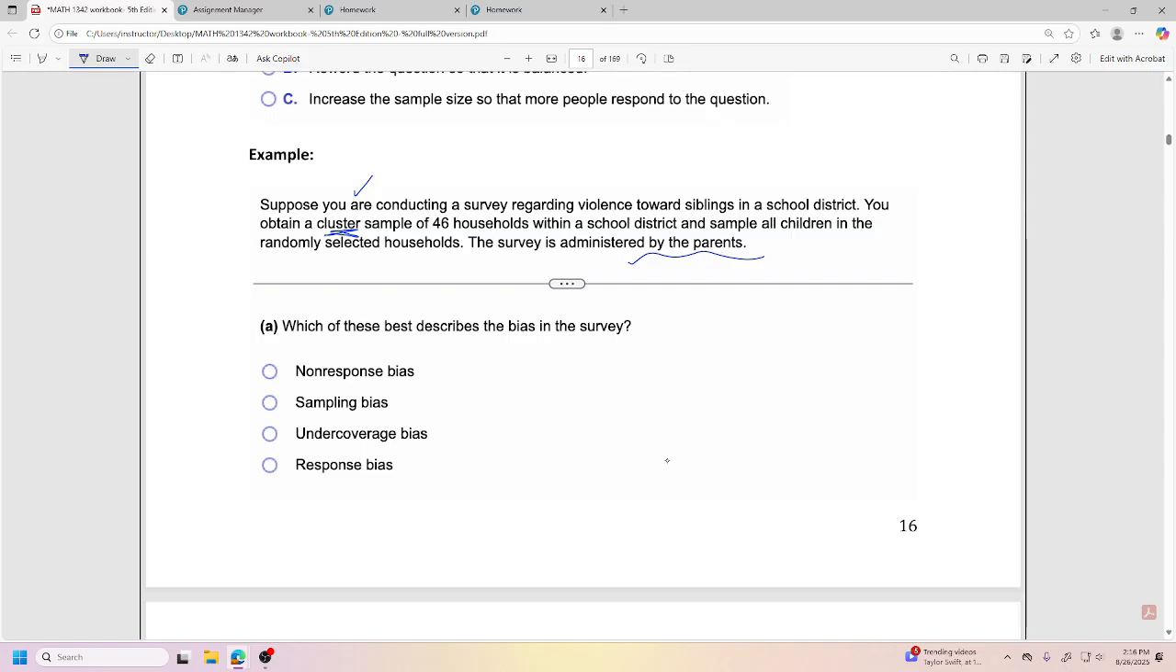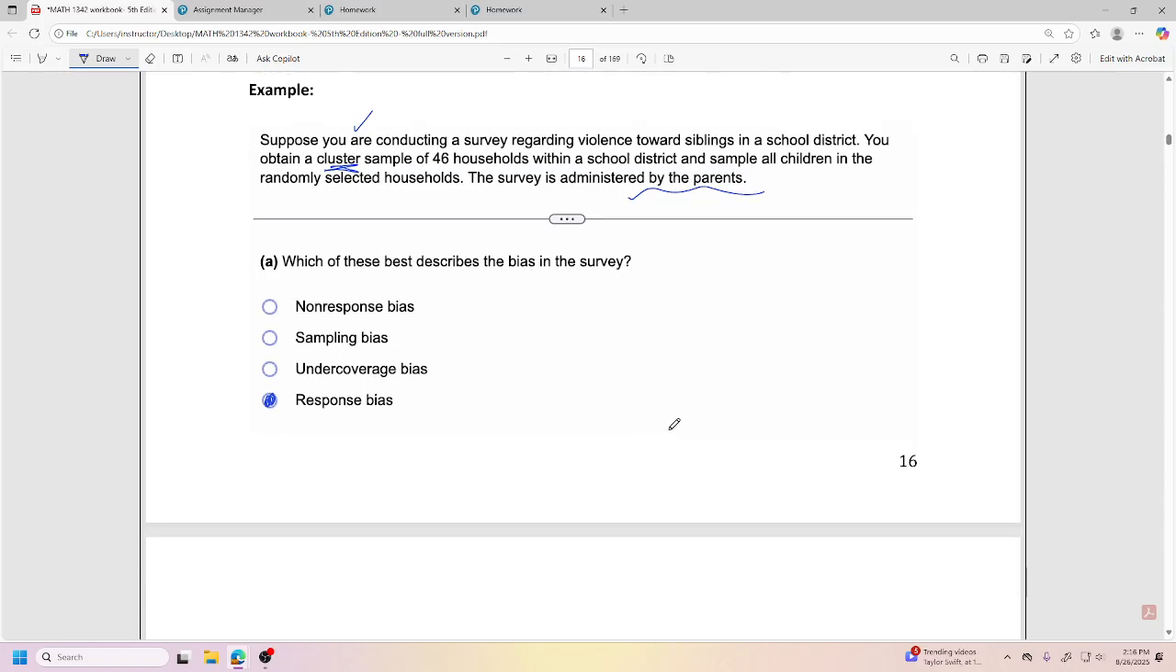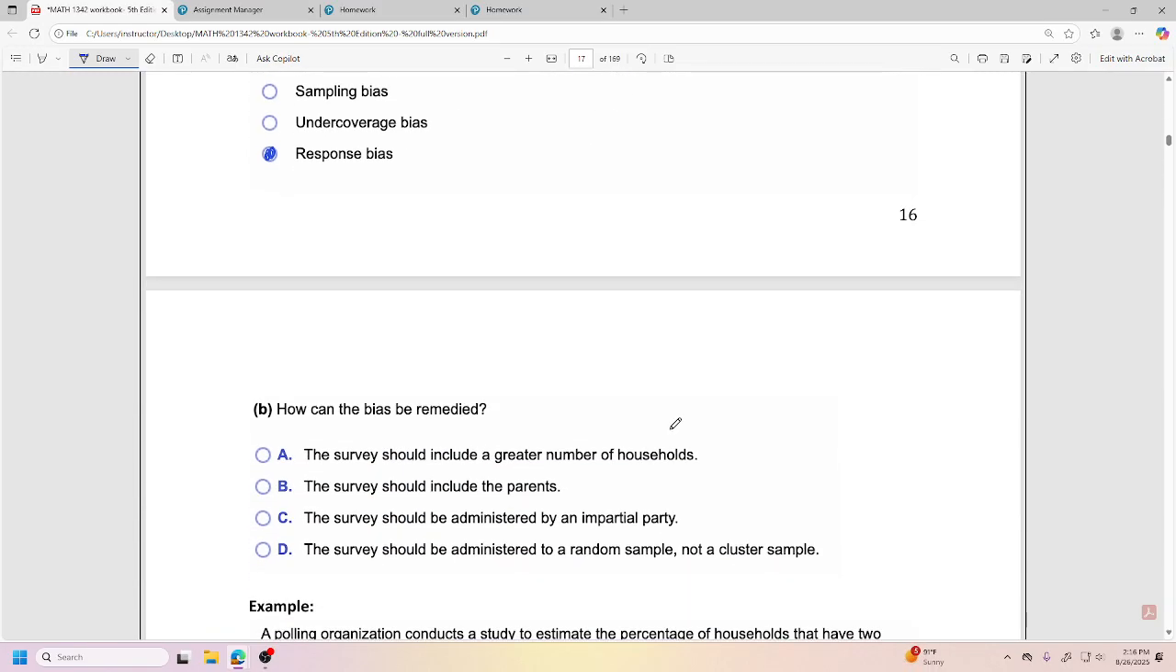Yeah, because you're asking the parents about this kind of thing, right? So which one then would be, you say response? Yeah, because you're wanting to answer a certain way, right? That's what I have. So then what would you say is a good way to stop that?